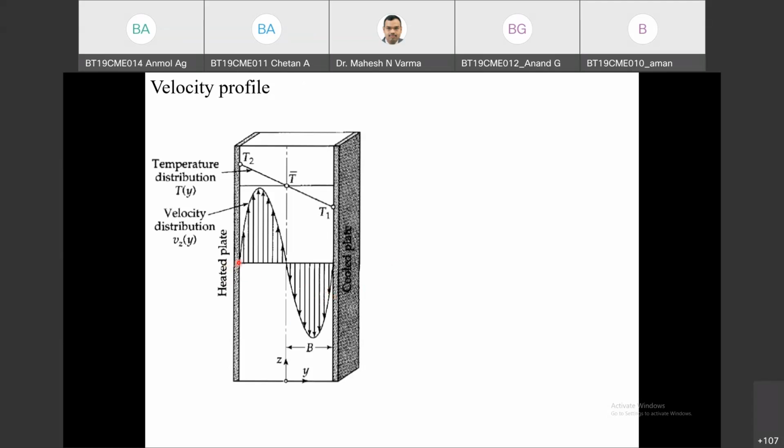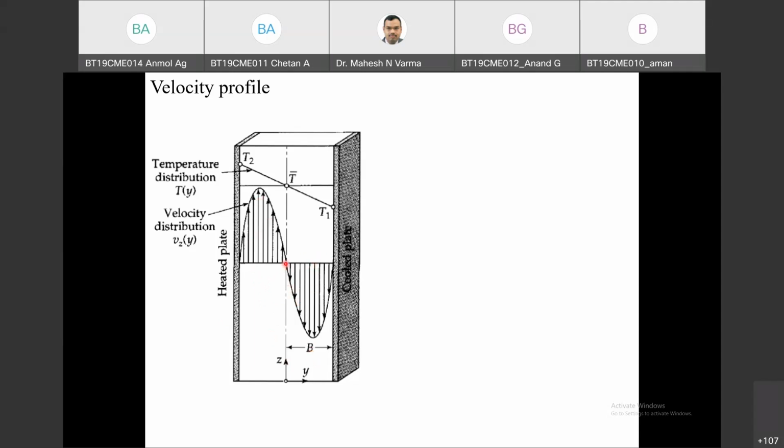So certainly this velocity is 0 here because of the no slip boundary condition. And I am expecting that as the temperature in this region is higher, this fluid will try to move up, and here the temperature is lower, so this fluid will try to move down. If this is my z direction, this will be a positive Vz and this will be a negative Vz.